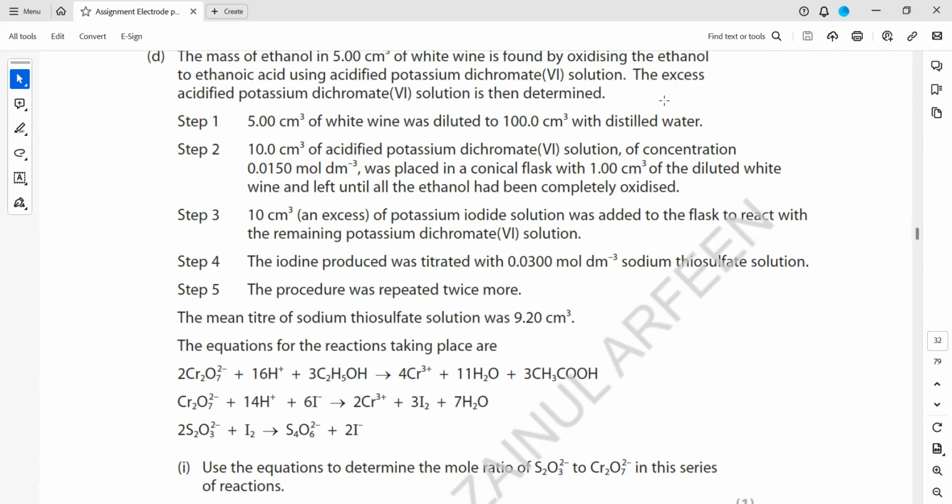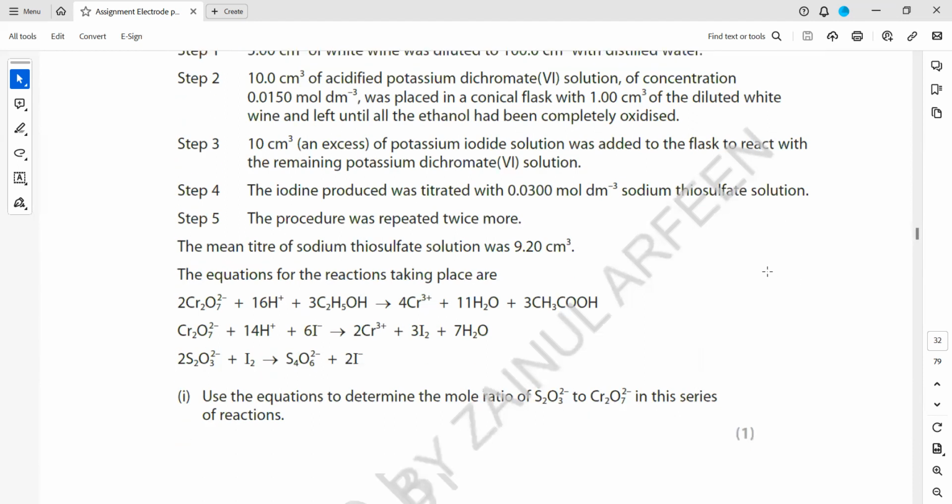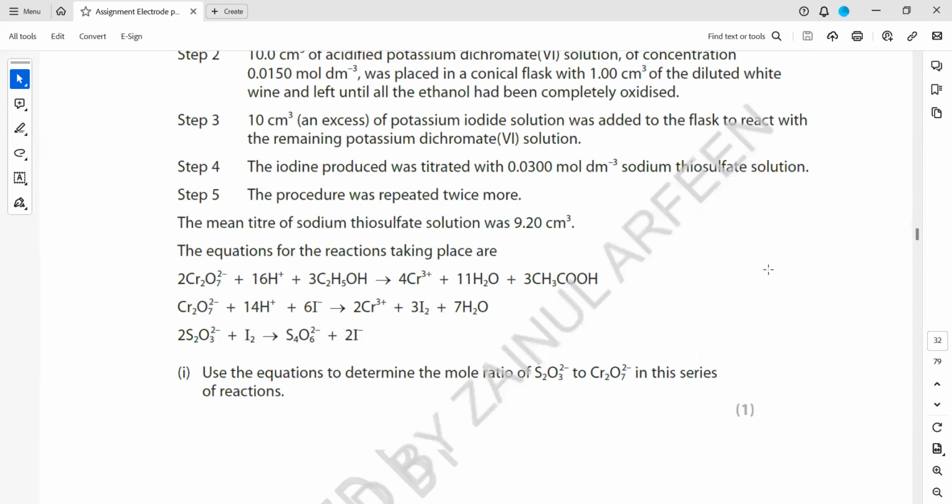The diluted wine is left until the ethanol has been completely oxidized, and 10 cm³ of potassium iodide solution was added to react with the remaining potassium dichromate. The iodine produced was titrated with 0.03 mol/dm³ thiosulfate. The procedure is repeated twice more. The mean titre of thiosulfate was given.